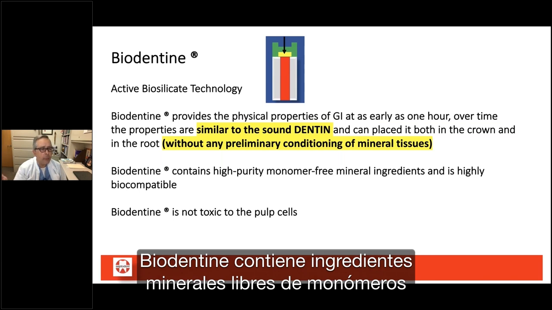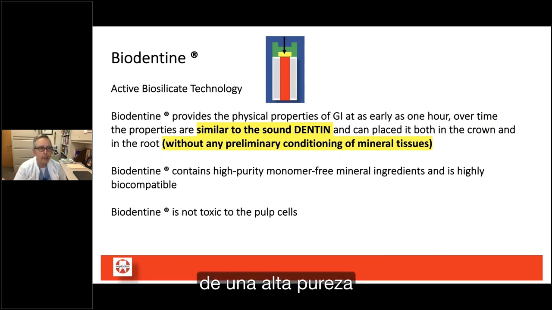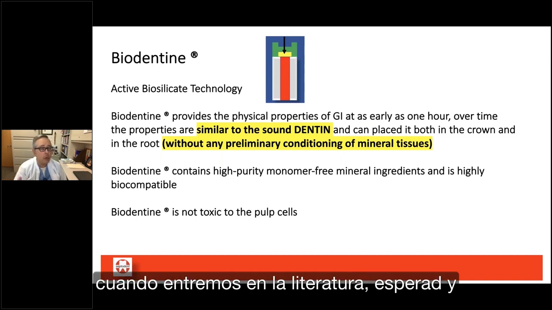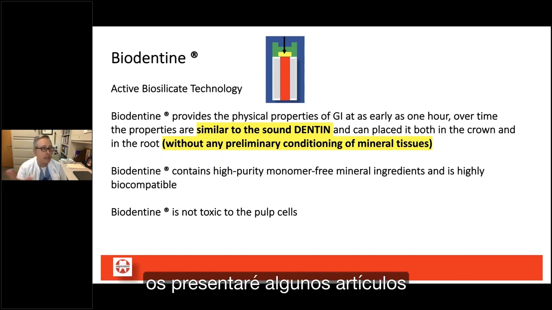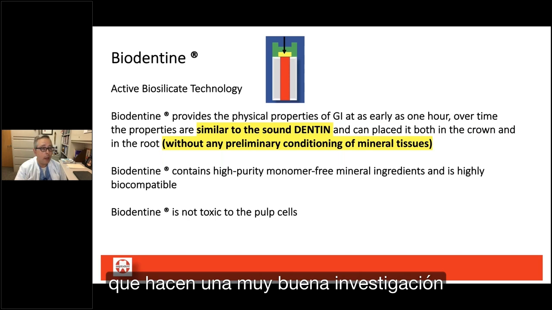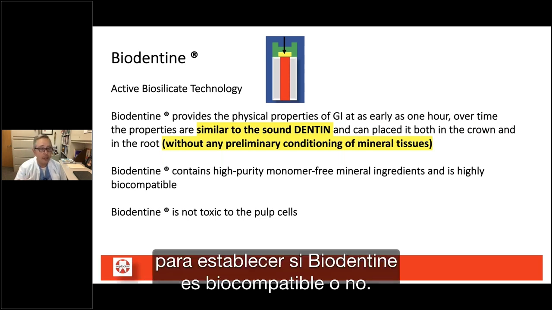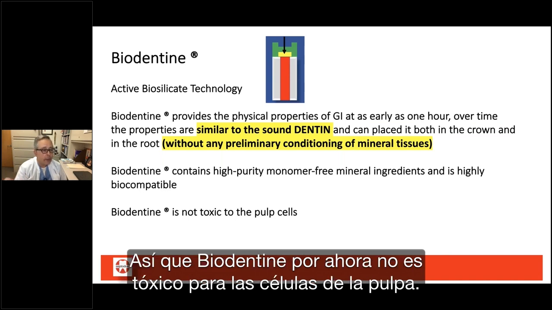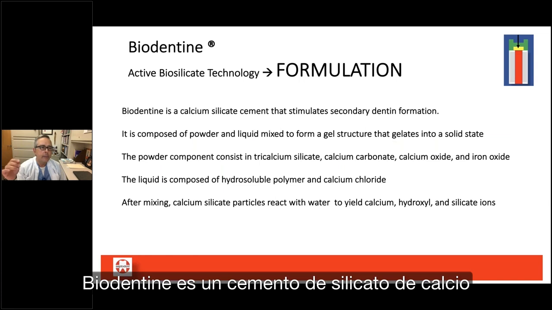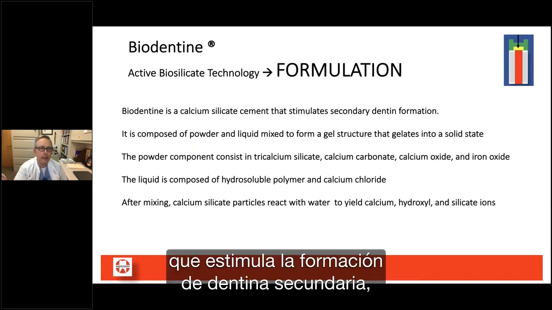Biodentine contains high purity, monomer-free mineral ingredients and is highly biocompatible. At the end of this webinar, when we go into the literature, I will introduce a few articles that do very good research to establish whether Biodentine is biocompatible or not. For now, Biodentine is not toxic to the pulp cells. Biodentine is a calcium silicate cement that stimulates secondary dentin formation.